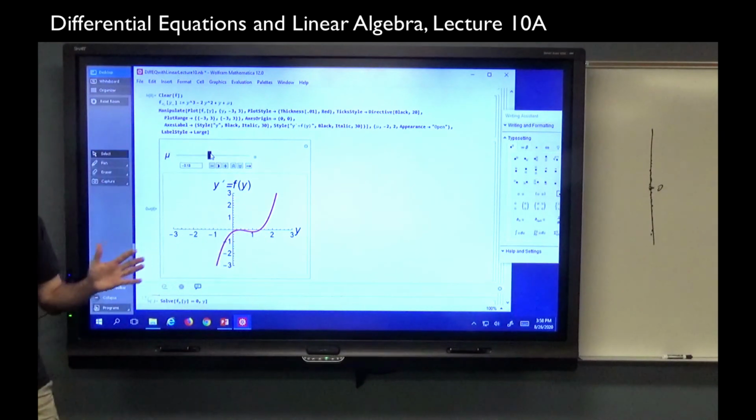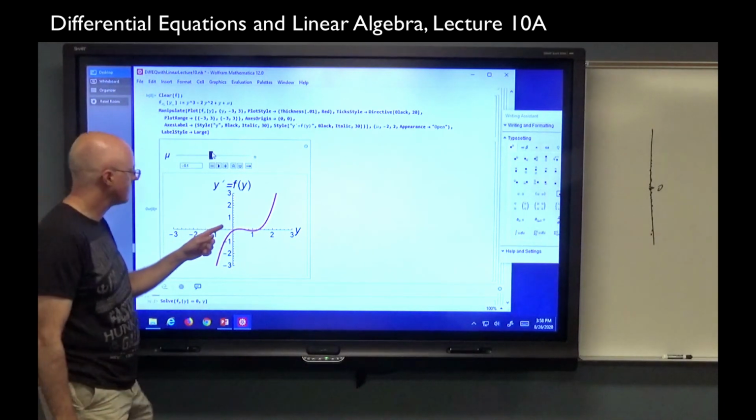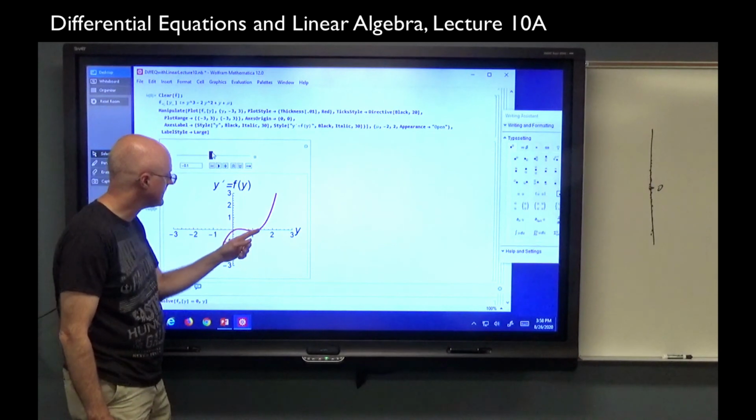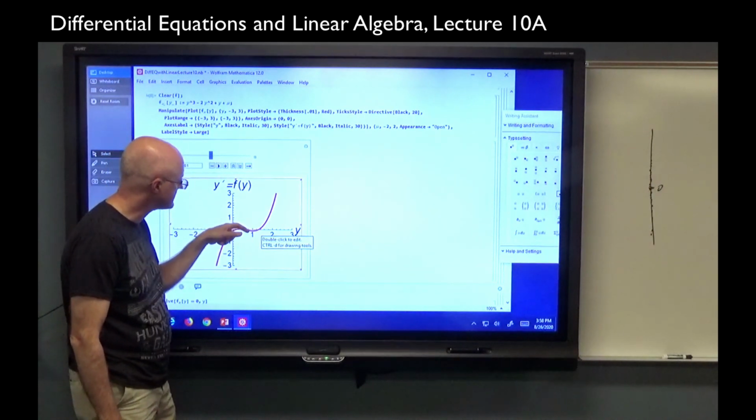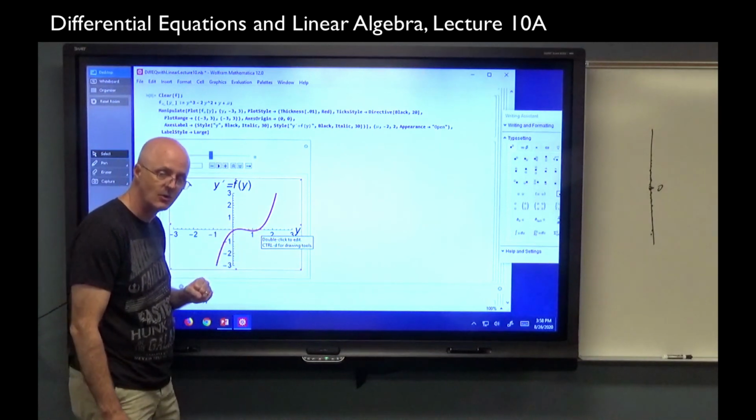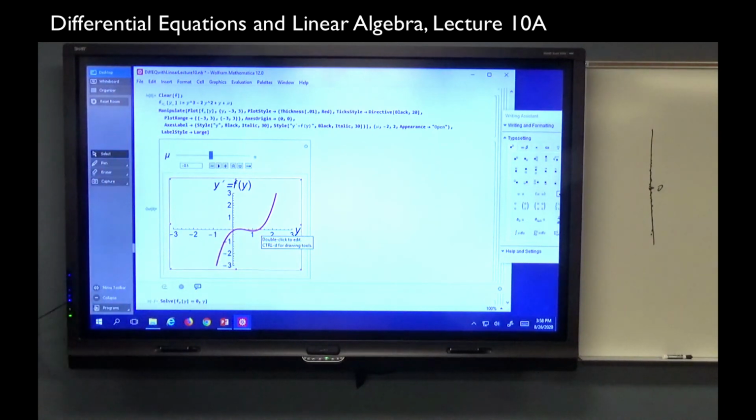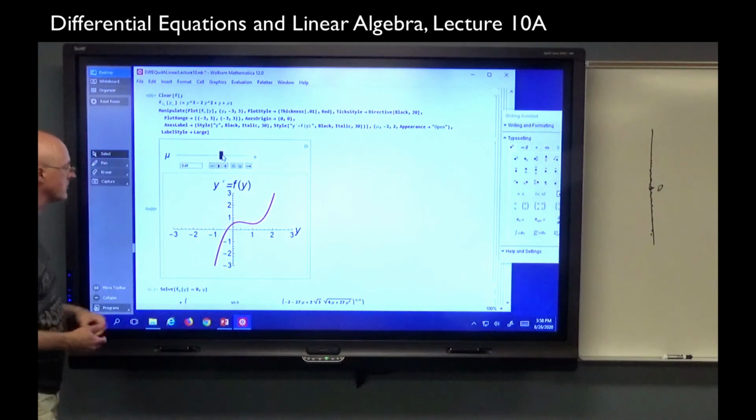When mu is between -4/27 and 0, for example, like right here or so, we've got three equilibrium points for y, here, here, and here. This one has a positive slope, so it's a source. This one has a negative slope, so it's a sink. This one has a positive slope, so it's a source. And when mu is bigger than 0, we're back to just one equilibrium point right there.